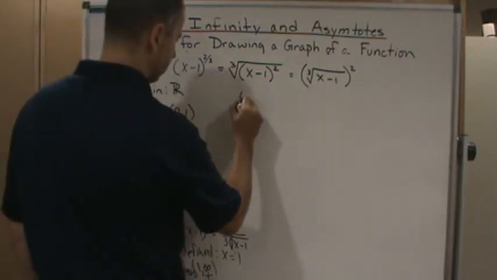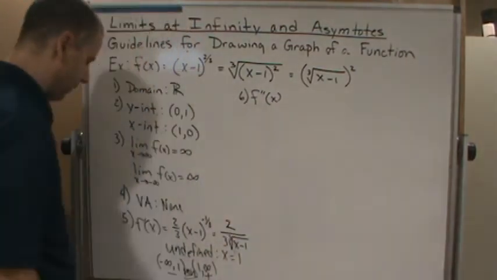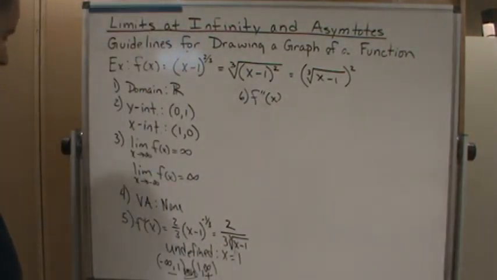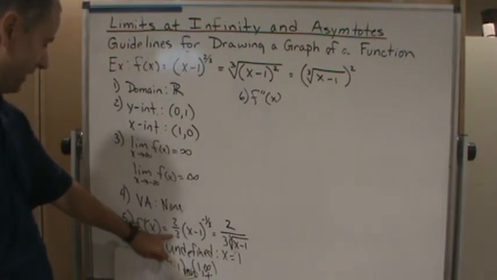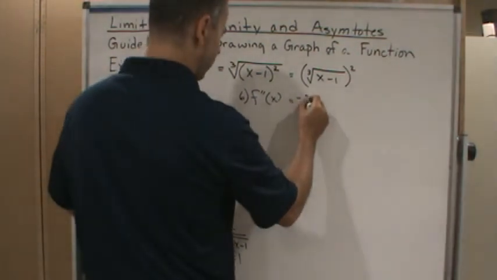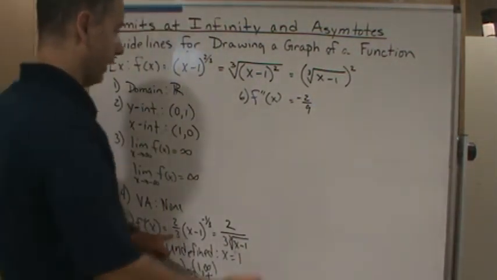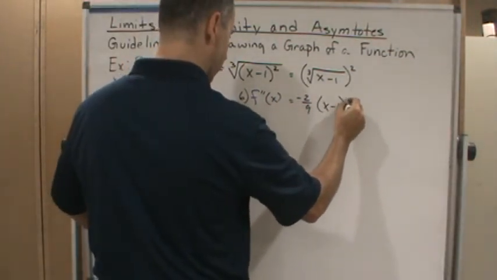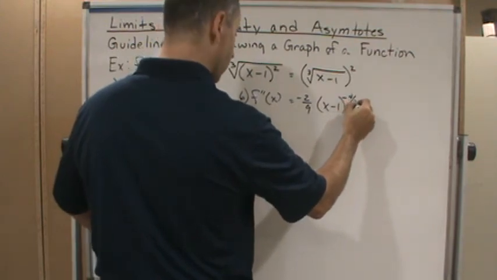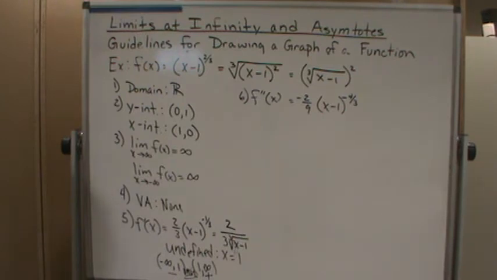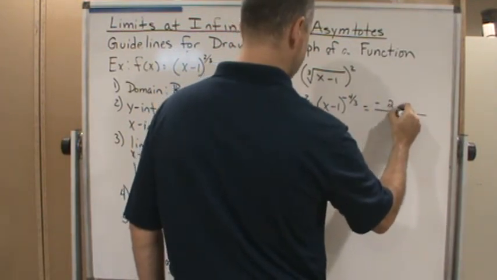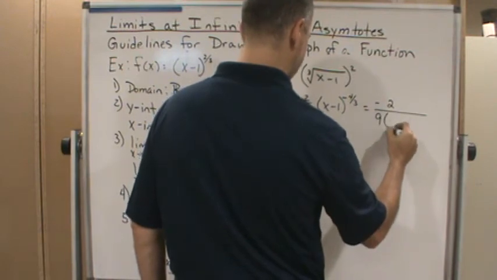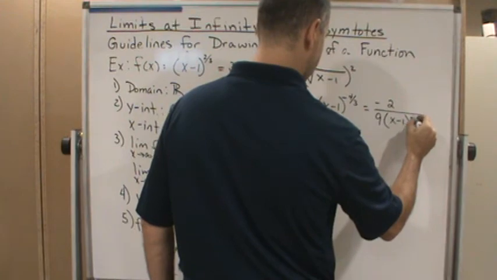Now step six, we're going to take the second derivative and look at concavity. I'm going to use the chain rule again. This is going to give me negative 2/9 times x minus 1 to the negative 4/3, which is equal to negative 2 over 9 times x minus 1 to the 4/3, in the denominator.